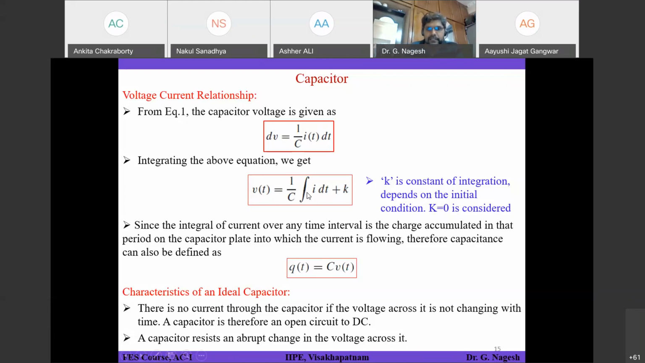Right. So the integral of i with respect to dt is nothing but charge Q. If you remember, we defined current as charge in motion, and current integrated over some time period is nothing but the charge which was flowing in that element. So the integral of current with respect to time is nothing but q(t). If you do that with k = 0, you will get q(t) = C v(t). So this is one more relation. Here, q(t) represents the charge at an instant of time.